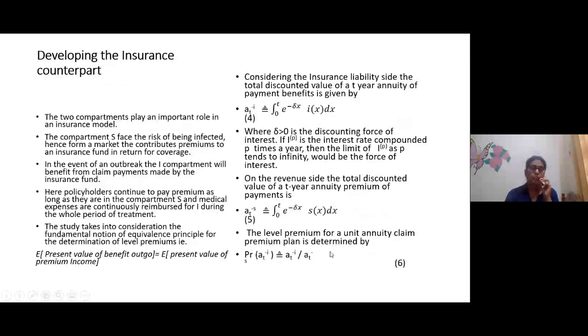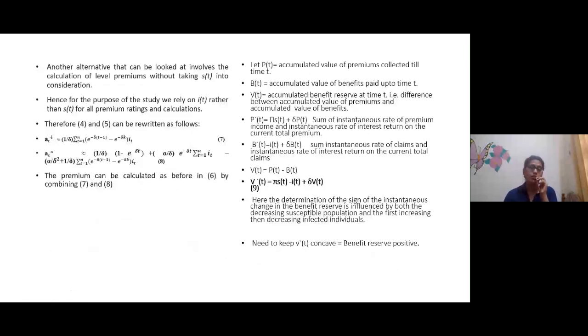But another alternative that needs to be looked at is taking this model into consideration using only the infected instead of the susceptible, because the susceptible population figures are very difficult to get. The infected population figures are available in the public domain, so we can recalculate 4 and 5 as 7 and 8, and then take a ratio to attain the level premium.